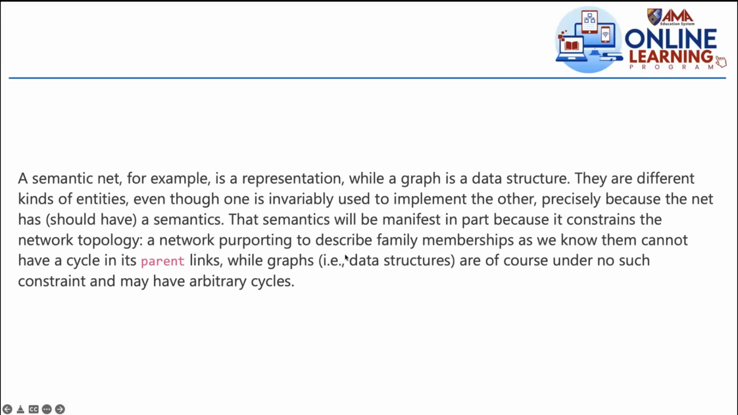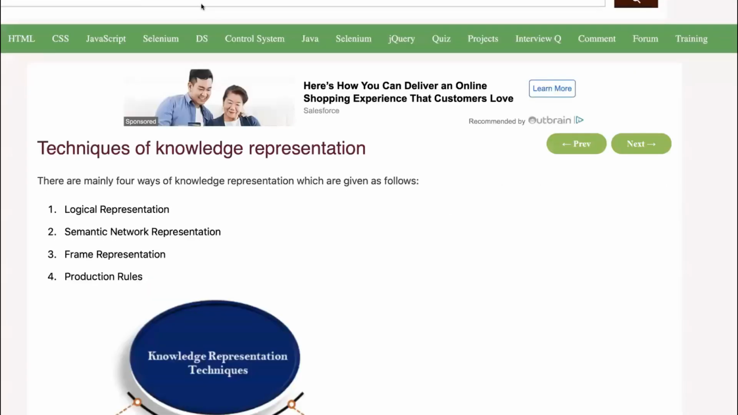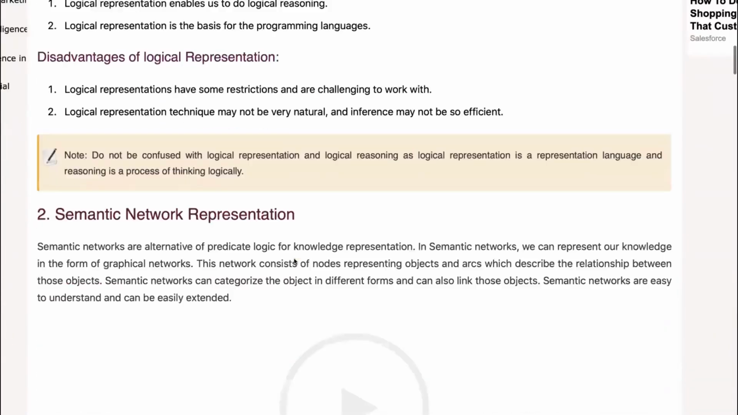So that semantics will manifest in part because it constrains the network topology. So a network purporting to describe family membership as we know them cannot have a cycle in its parent links, while graphs, data structures, are of course under no such constraint. They have arbitrary cycles. And we see that in the example, class, in the website that I showed you a while ago, regarding the discussion of semantic.